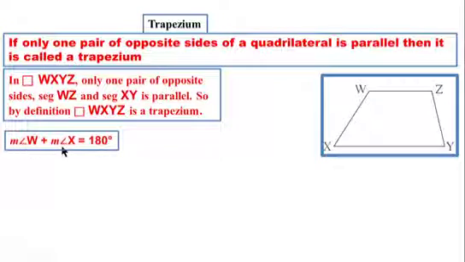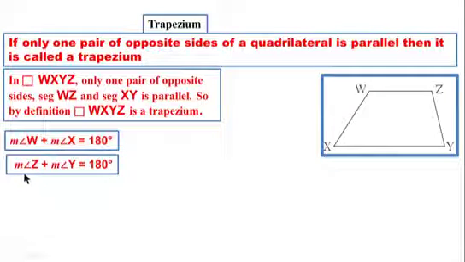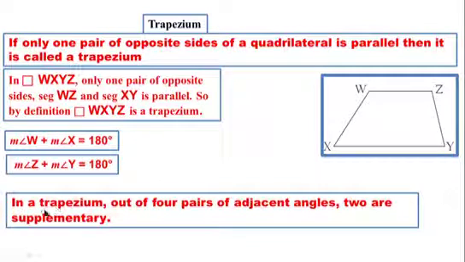Measure of angle W plus measure of angle X is equal to 180 degrees. Measure of angle Z plus measure of angle Y is equal to 180 degrees. In a trapezium, out of 4 pairs of adjacent angles, 2 are supplementary.